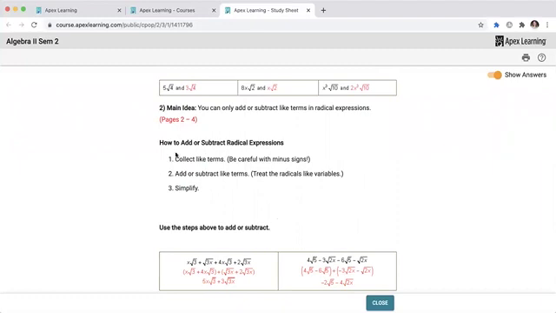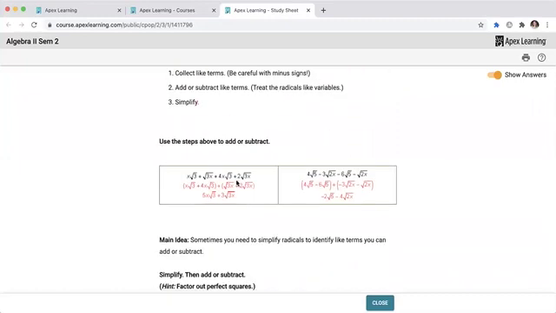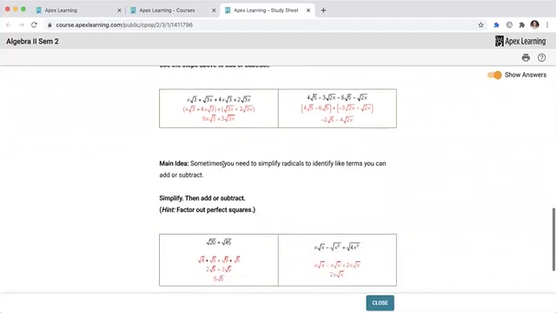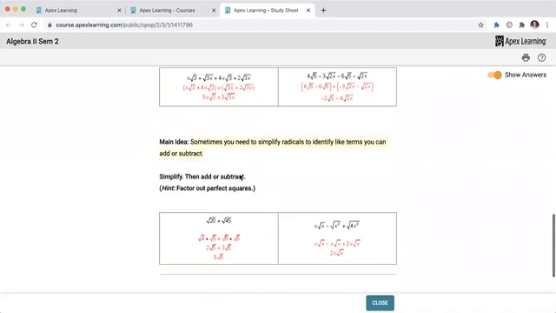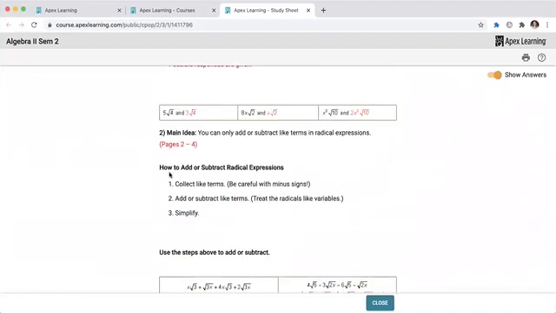All right, and really there should be a step 0 here that we just found out. If it's not already done, make sure you simplify the terms you're dealing with. Once they're simplified, you're going to collect those like terms, add or subtract them depending on their operations, and then simplify down as necessary. Oh, perfect. Sometimes you need to simplify radicals. So perfect, my step 0.